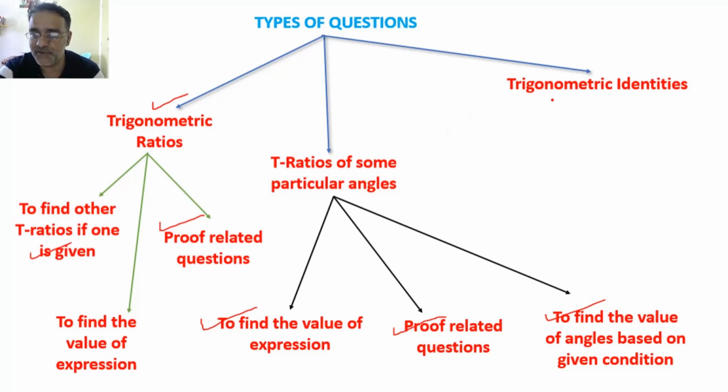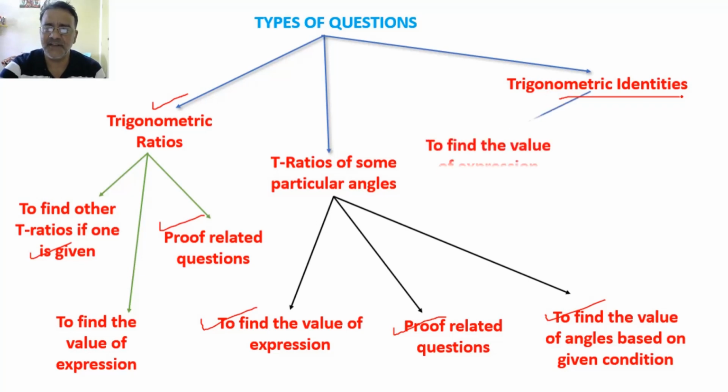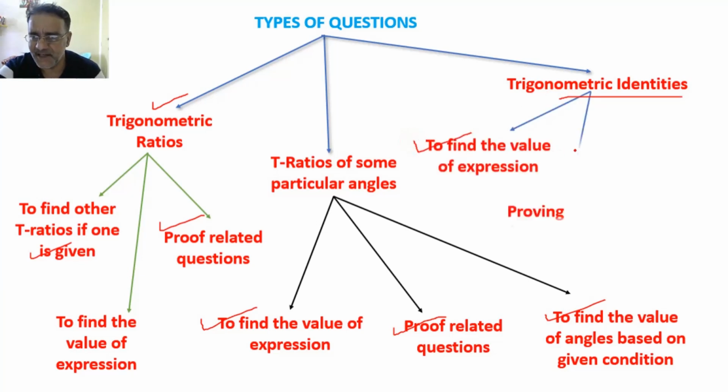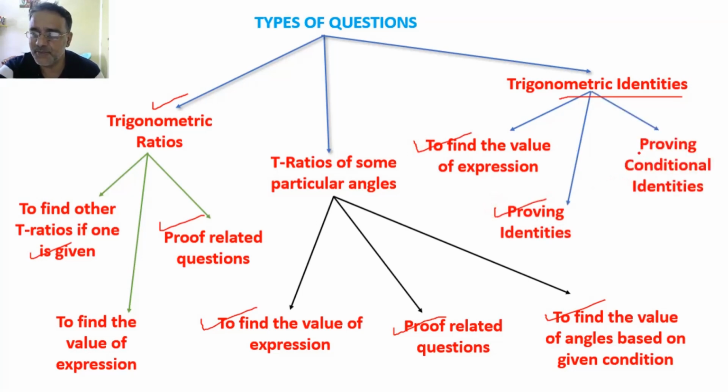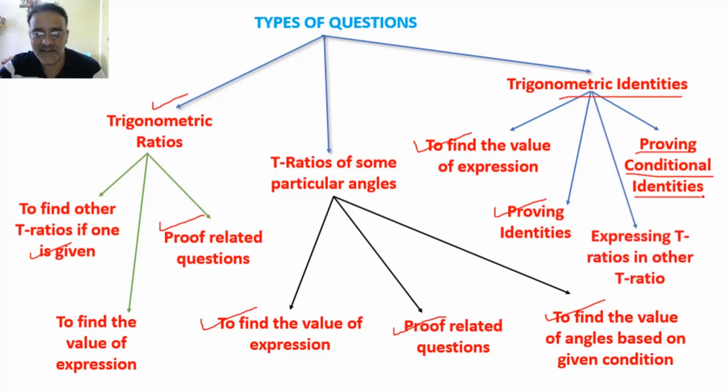Now let us move towards trigonometric identities. There are four types of questions. The first one is to find the value of expression, the second one is proving identities, and the third one is proving conditional identities. This also I will explain with the help of some examples, what conditional identities are. And the fourth one is expressing trigonometric ratios in other trigonometric ratios. Now these are very good questions, and in NCERT also this type of questions are given.